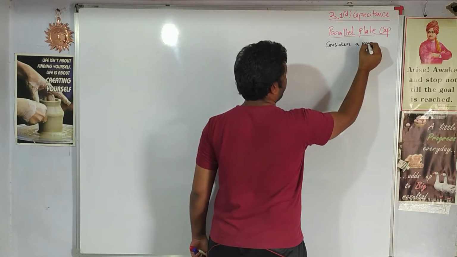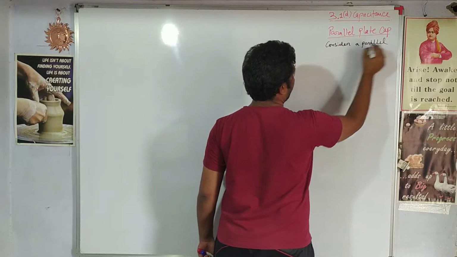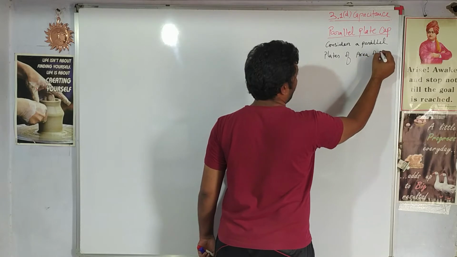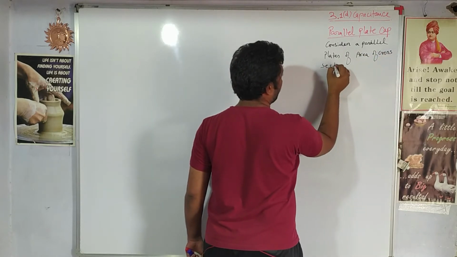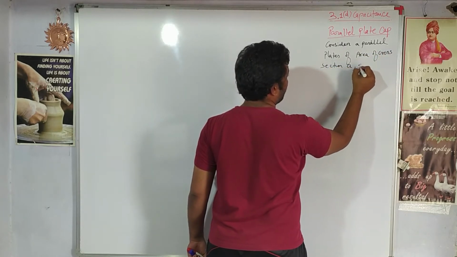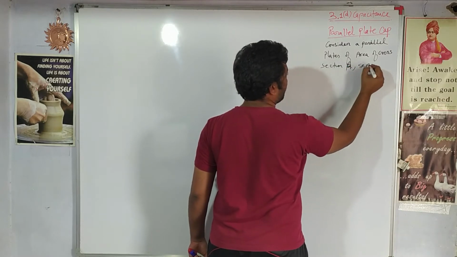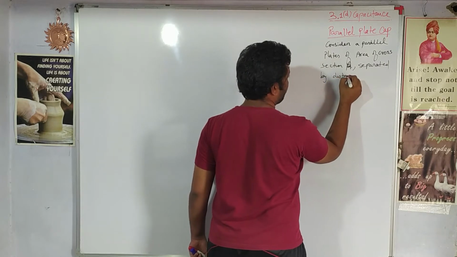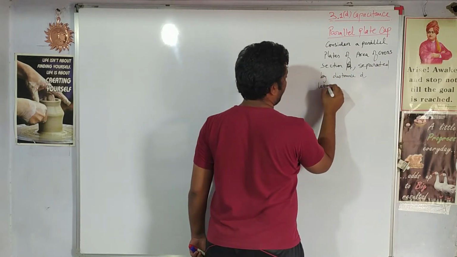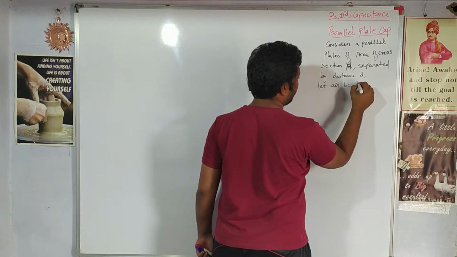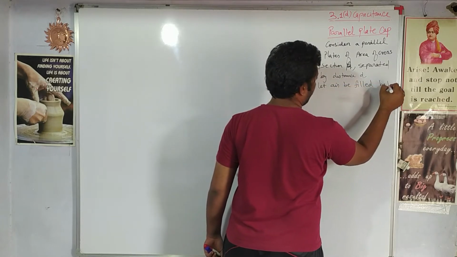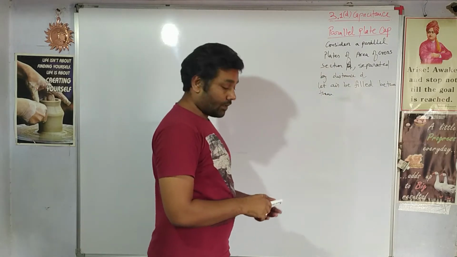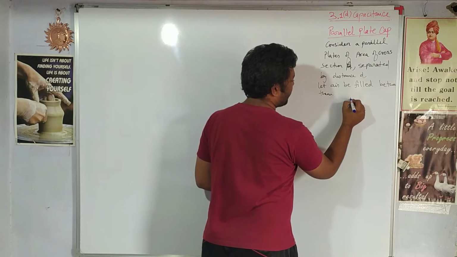Consider a parallel plate capacitor with plates of area of cross section A, take it capital A, separated by distance D. Let air be filled between them. Right? So air is filled between them. So as per this consideration, if we draw one arrangement, it will resemble like this.